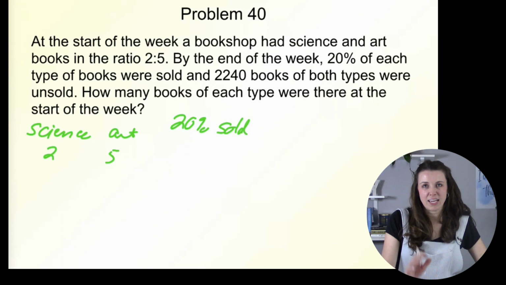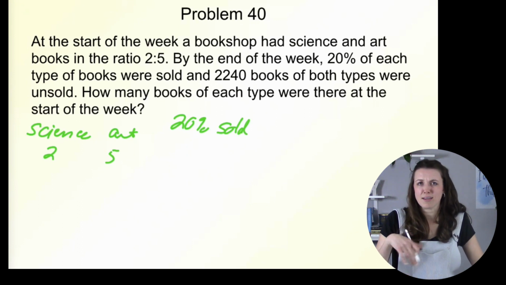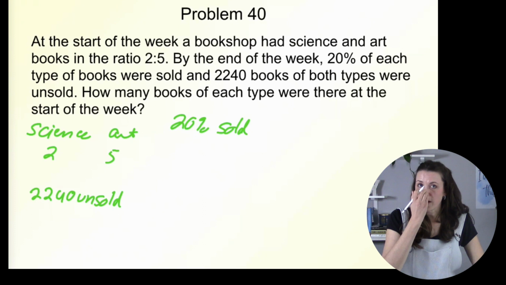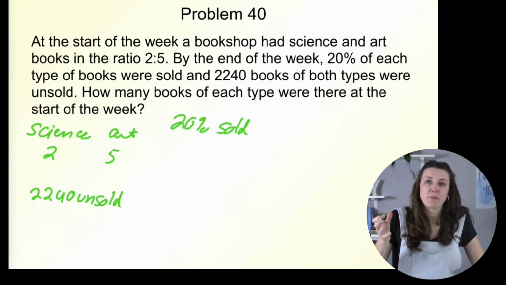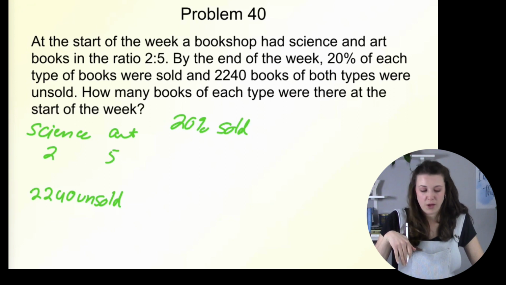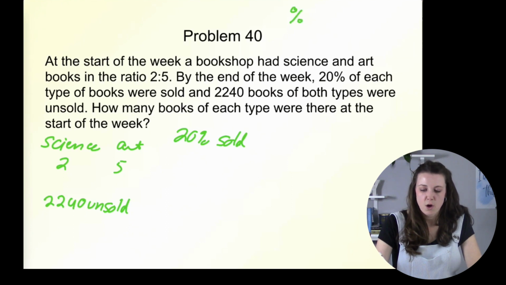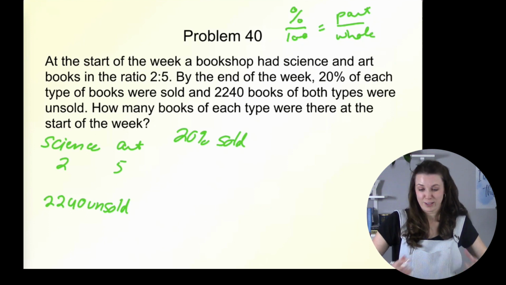When it's a more complicated problem where there are lots of numbers, I like to take a minute and write it down to make sure I don't miss anything. And then I had 2,240 were unsold. So what I want to do is figure out how many books were there at the start, and then I can determine how many of each book there was. So here's an equation that I highly recommend that you memorize. It is percent over 100 equals part over whole. And this is what we're going to use to figure it out.